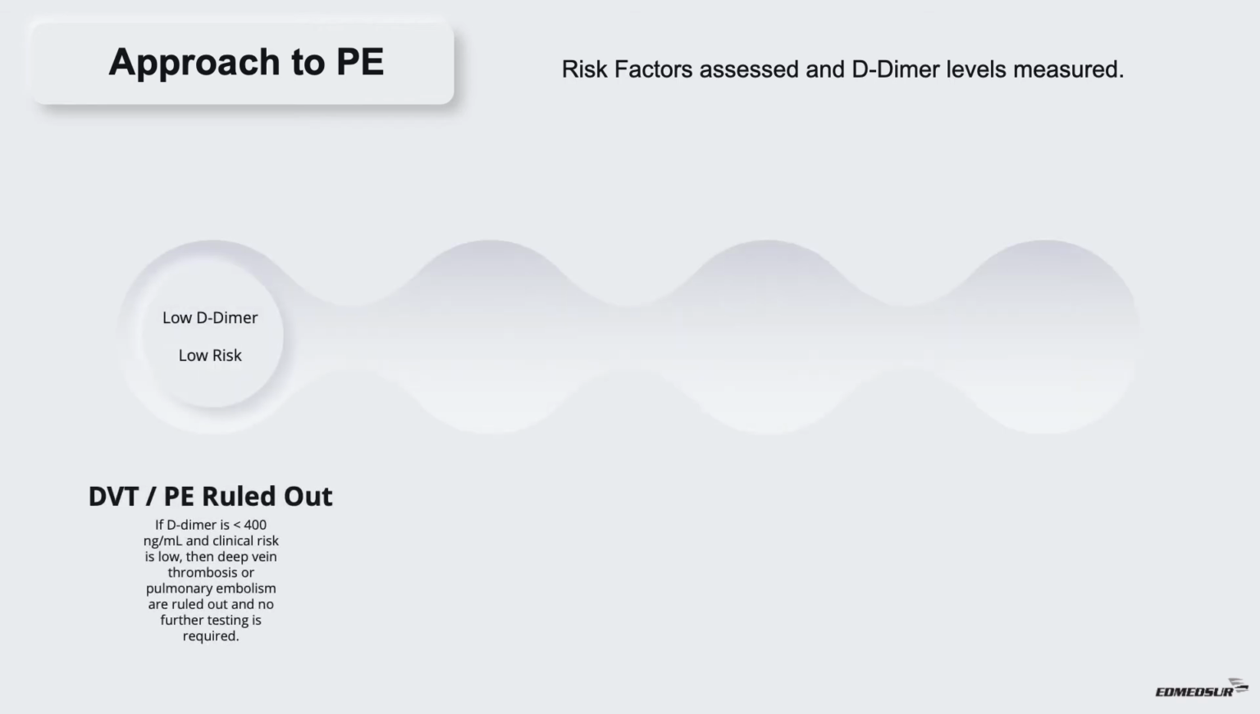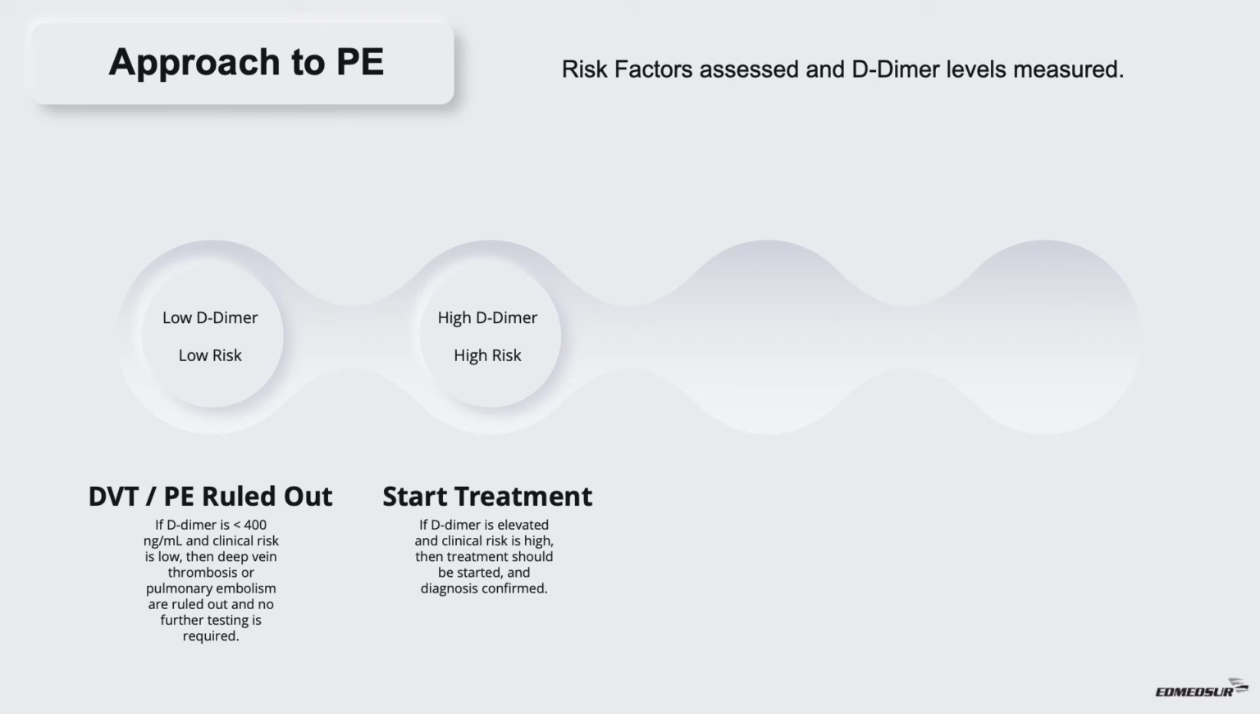Approach to pulmonary embolism. When pulmonary embolism or deep vein thrombosis is suspected, the risk factors are assessed and D-dimer levels are measured. If D-dimer is less than 400 nanogram per ml and clinical risk is low, then deep vein thrombosis or pulmonary embolism are ruled out and no further testing is required. If D-dimer is elevated and clinical risk is high, then treatment should be started and diagnosis confirmed.